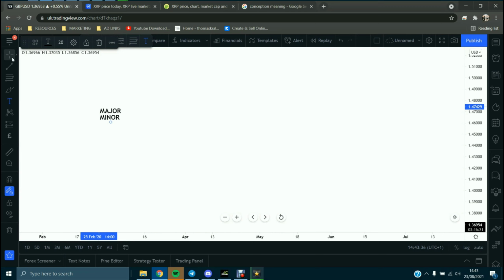Okay guys, welcome back. So now we're going to quickly go through market structure. There are two types of market structure that we're looking for. One is the major structure and the other one is the minor structure, and we're going to go through both of them in this video.